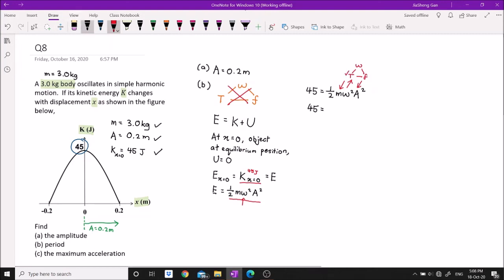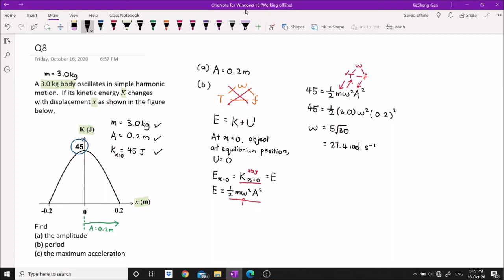Okay, so let's proceed with the substitution. Half, 3.0, omega square, and for amplitude you put in 0.2 square. Okay, so if you proceed to calculate everything, omega will be equal to 5 square root 30, and 5 square root 30 is basically just 27.4 radian per second. So this is the angular velocity for this body oscillating in simple harmonic motion.